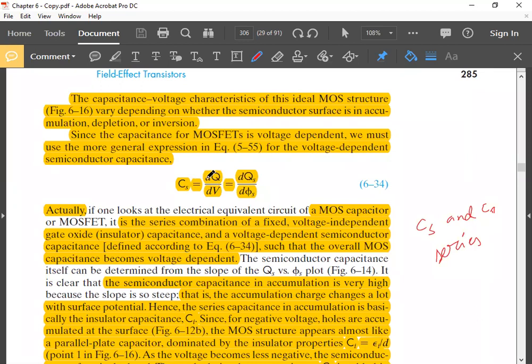So that's why we have to use the more general form, dQ by dV, or actually in this particular case, dQs by d phi s. Qs is the semiconductor charge. Since we are talking about semiconductor capacitance, Qs is the charge in the semiconductor and phi s is the voltage drop across the semiconductor, right? This is the voltage drop in the semiconductor, if you remember.